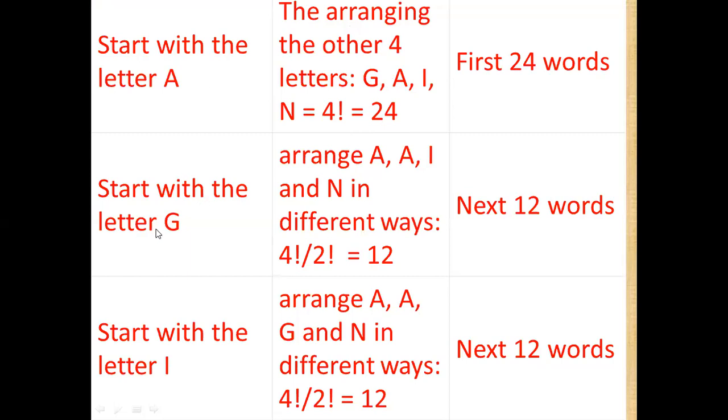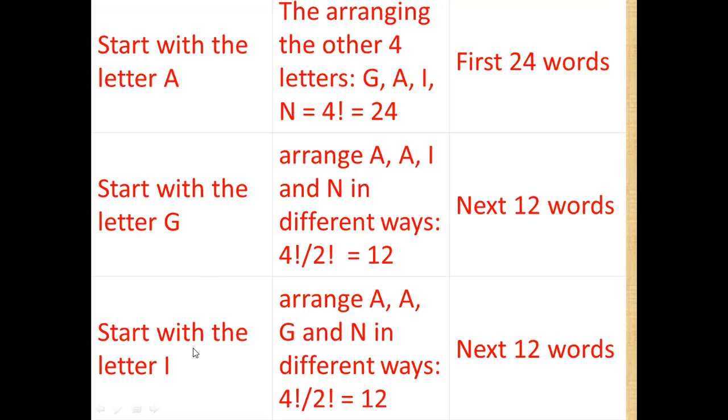Now let us start with the letter G because we have to arrange them according to the dictionary. The remaining characters are A, A, I, N. So these again are four. We can arrange them among themselves in factorial 4 ways, and we have two A's, so we are dividing by factorial 2. It comes out to be 12. Why are we dividing by factorial 2? Because we have 2 A's.